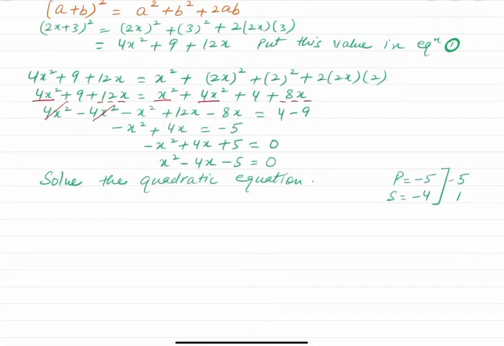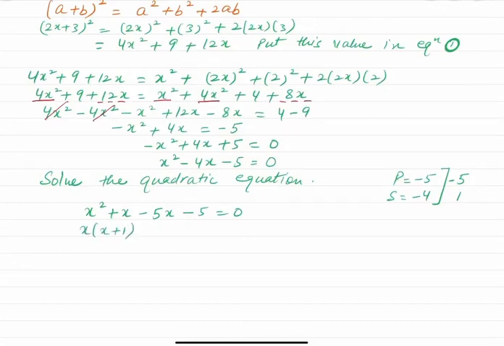Here, 5 ones are 5, so negative 5 we need, and negative 5 plus 1 gives you negative 4. So put the value: x square. Now you can put either 1 first or minus 5, it doesn't matter. So let's put 1 first: plus x minus 5x minus 5 is equal to 0.